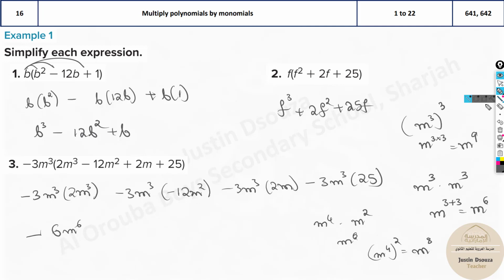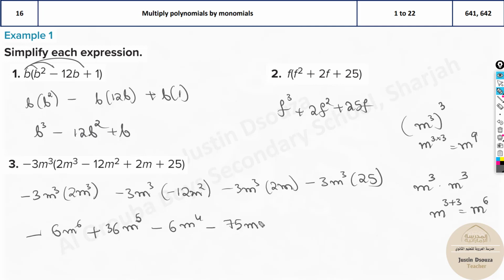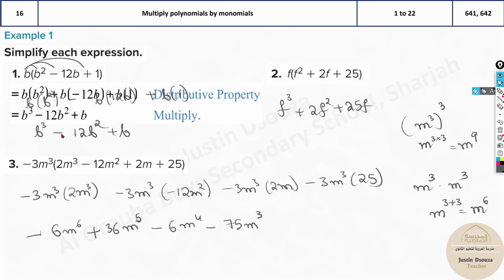Now let me just continue over here. Let me just erase this part. So all you need to do is the same thing. Multiply it. Minus and minus will be plus here. 12 times 3 is 36. M to the power 5. M cubed times m squared will be 3 plus 2 is 5. Minus 6m to the power 4 minus 75m cubed. This will be the answer. I hope this is clear. So these are the answers.